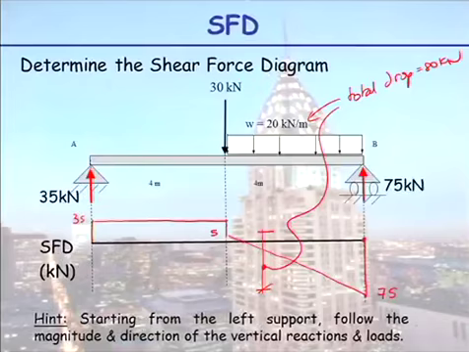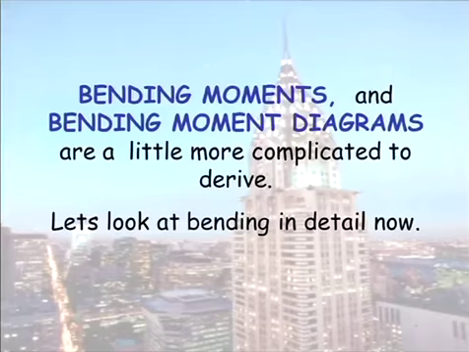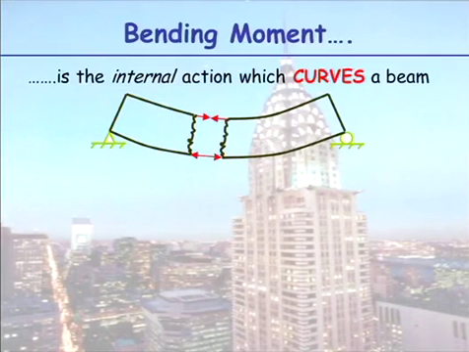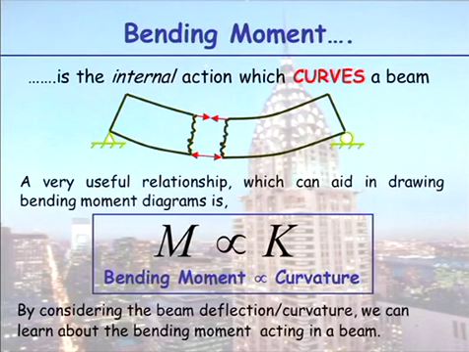Okay, now bending moment diagram. A little more complicated, but we can do it. So let's just go over again. What is a bending moment? A bending moment is an internal action which causes a beam to curve. So you'll see these in the tube class. It's a bit hard to show them to you now, but a very useful relationship, which I've already mentioned, which can aid in the drawing of your bending moment diagram, is the fact that moment is directly proportional to curvature. So by thinking how is the beam deflecting and curving, you can actually learn something about the bending moment.